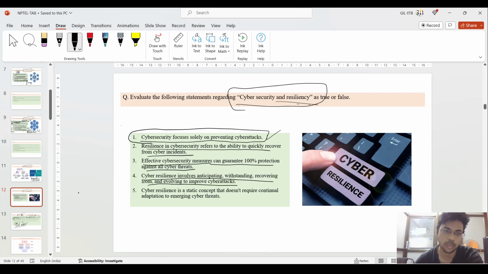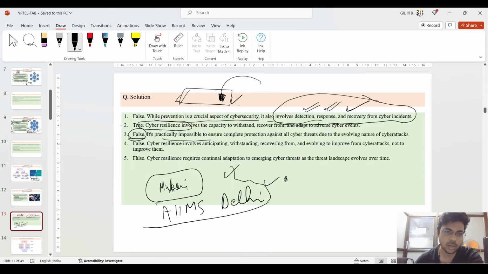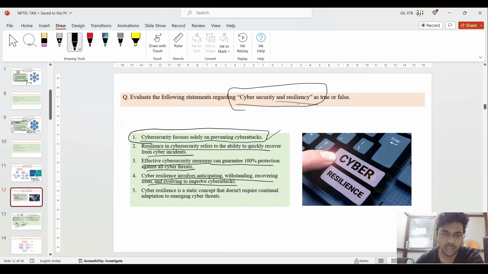Coming to the fourth part, that cyber resilience involves anticipating, withstanding, recovering from, and evolving to improve the cyber attack. That is false. Why? Because cyber resilience involves anticipating, withstanding, recovering from, and evolving to improve from the cyber attack, not to improve them. Improving from the cyber attacks, but not to improve them, because the attack should not improve. The cyber resilience should improve.